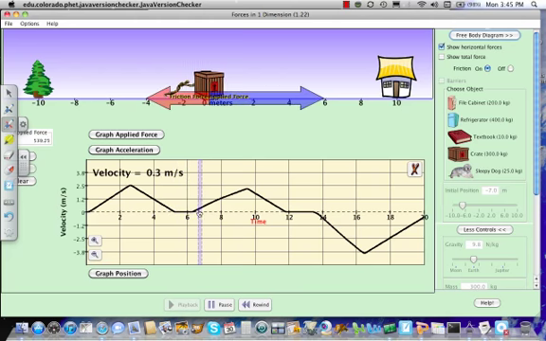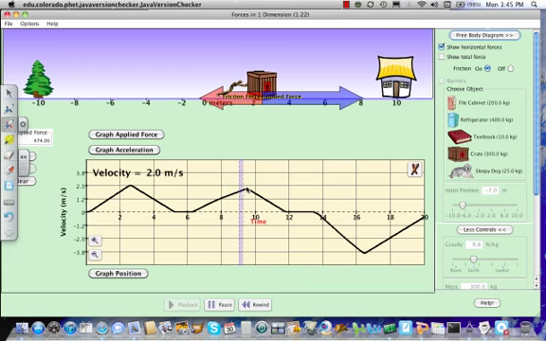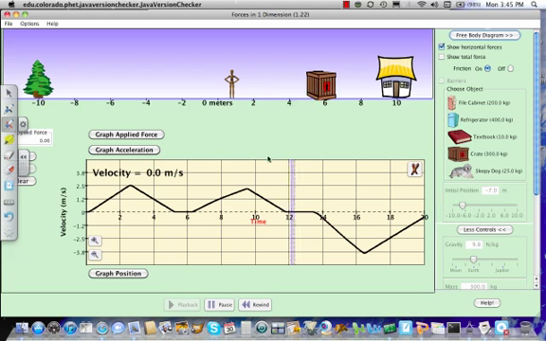If I apply a force again, I can make the velocity increase because the net force is positive and therefore the acceleration is positive. But if I stop pushing, the net force is only the friction force, and therefore it's in the negative direction, and so the acceleration is negative and the velocity decreases.